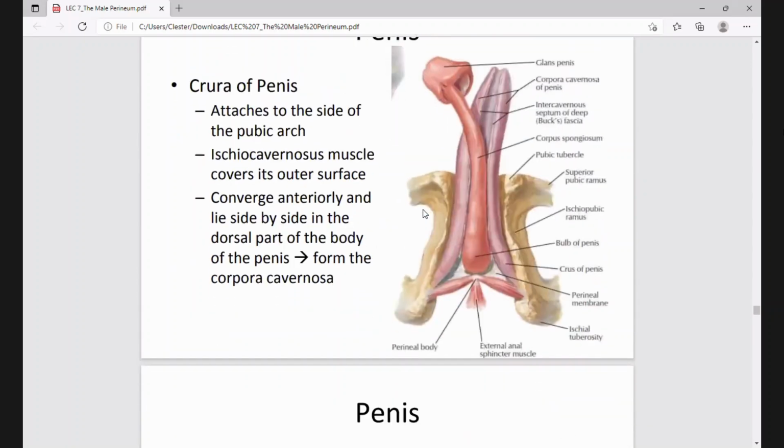The root of the penis is basically here. It attaches to the pubic arch, covered by this cavernosus muscle. They converge anteriorly and lie side by side with the dorsal part of the body of the penis, forming the corpora cavernosa. So the root of the penis is basically the root of the corpora cavernosa.